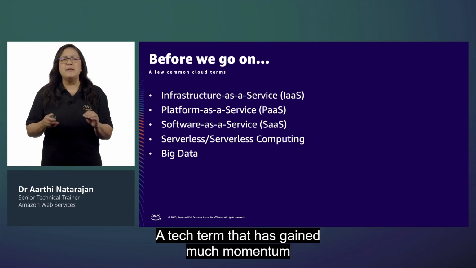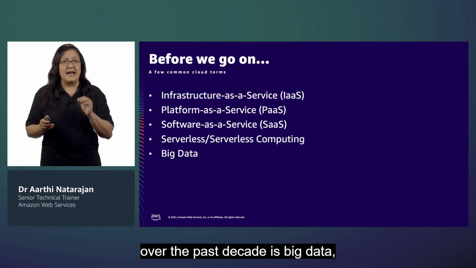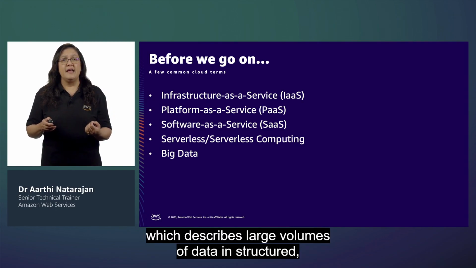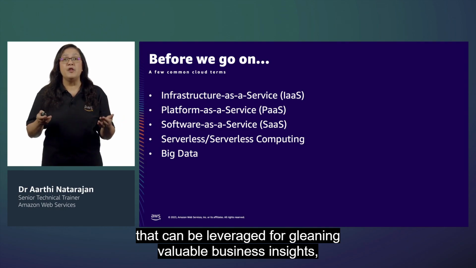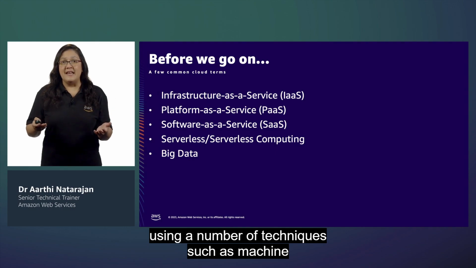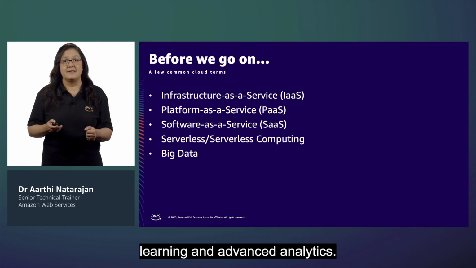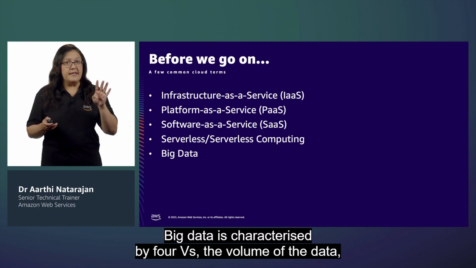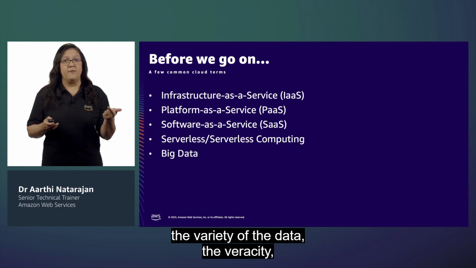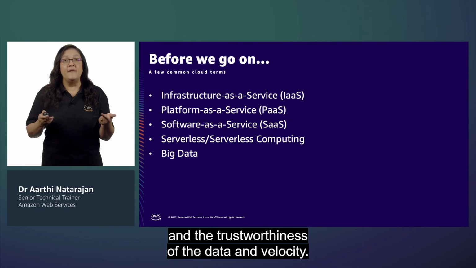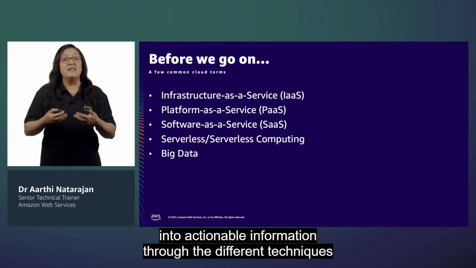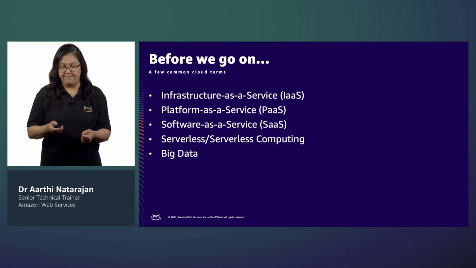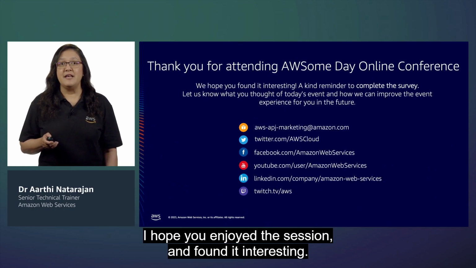A tech term that has gained much momentum over the past decade is big data, which describes large volumes of data in structured, semi-structured, and unstructured format that can be leveraged for gleaning valuable business insights using a number of techniques such as machine learning and advanced analytics. Big data is characterized by 4 V's: the volume of the data, the variety of the data, the veracity, or trustworthiness of the data, and velocity. So big data processing is all about turning this raw data into actionable information through different techniques like analytics and machine learning.